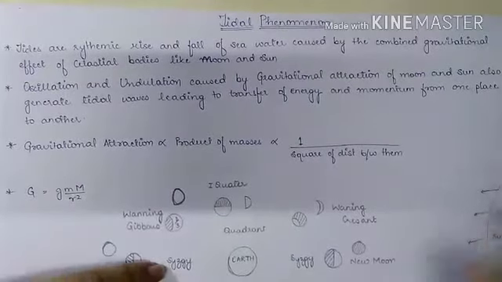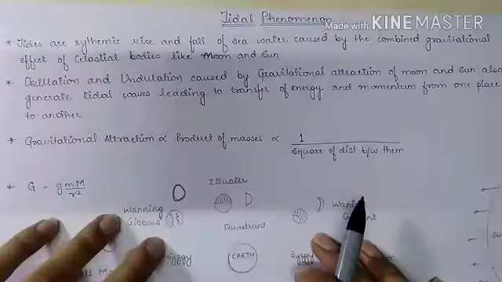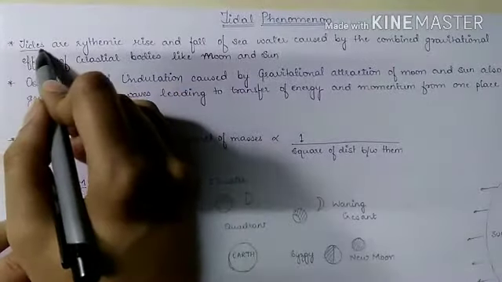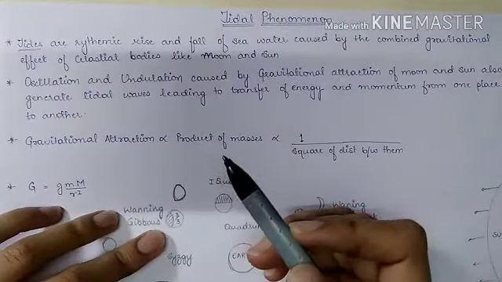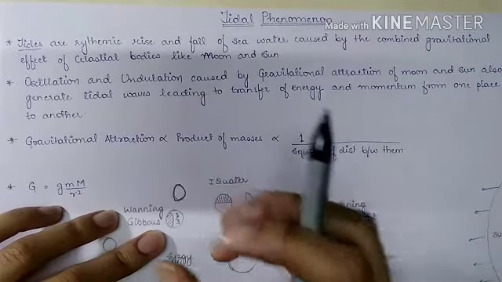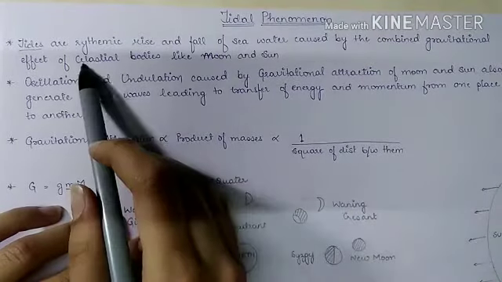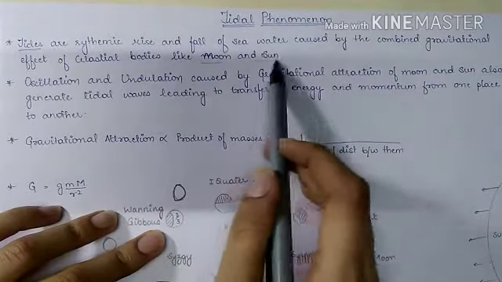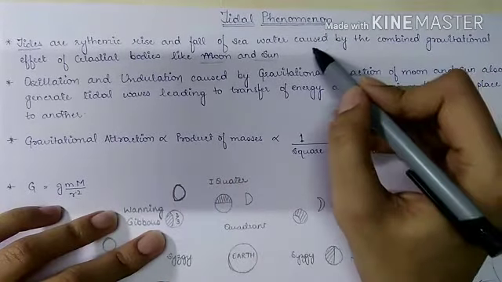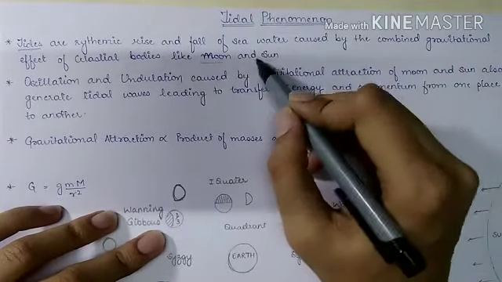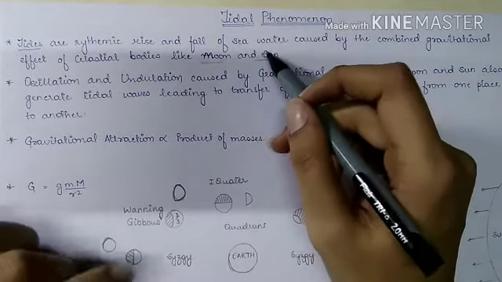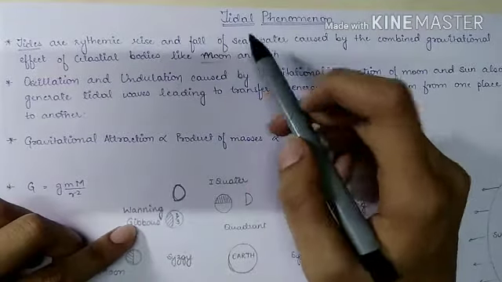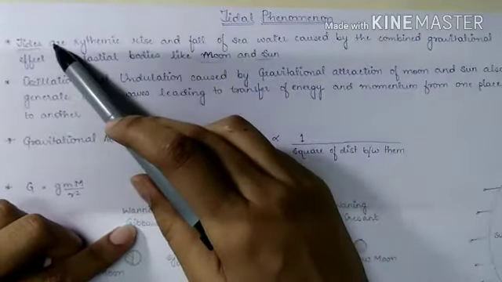Now, the tidal phenomenon. Tides are the rhythmic rise and fall of seawater caused by the combined gravitational effect of celestial bodies like the moon and the sun. So the gravitational force of the moon and the sun cause the rhythmic rise and fall of seawater, and this rhythmic rise and fall of seawater is known as tides.